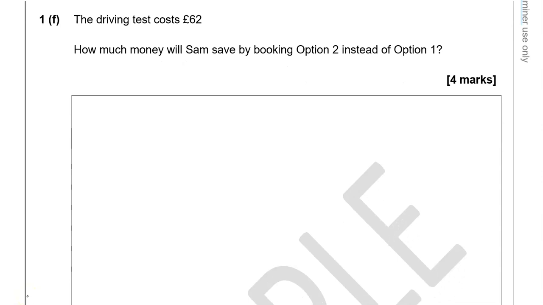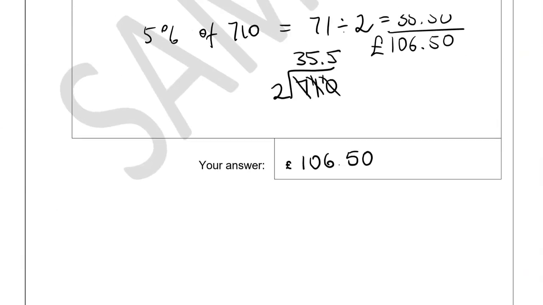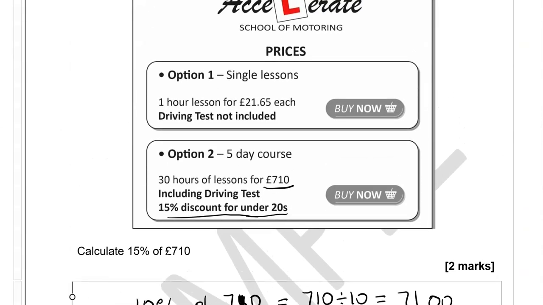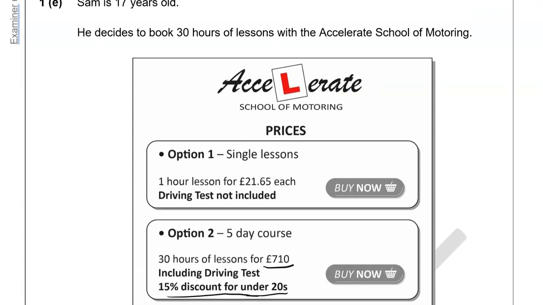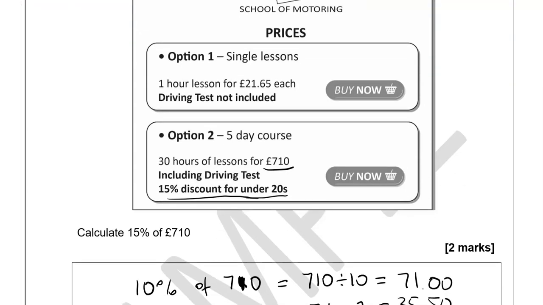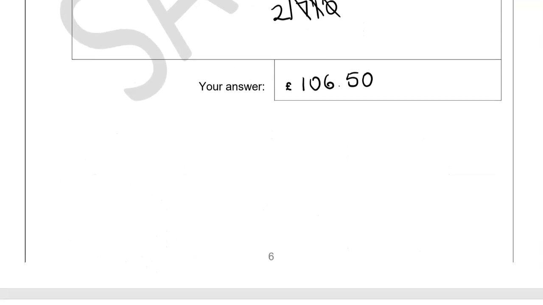The driving test costs £62. How much money will Sam save by booking option 2 instead of option 1? So let's have a look at both of the options. In terms of option 1, it says single lessons, 1 hour lessons for £21.65 each. Driving test not included. So that is 30 hours at £21.65 each. So we're going to multiply.